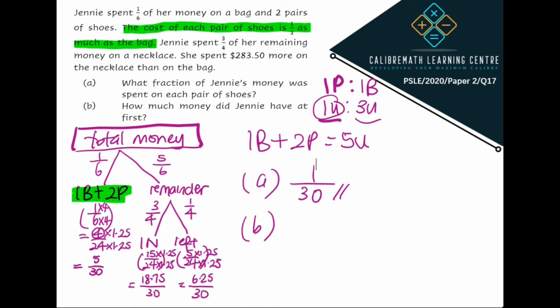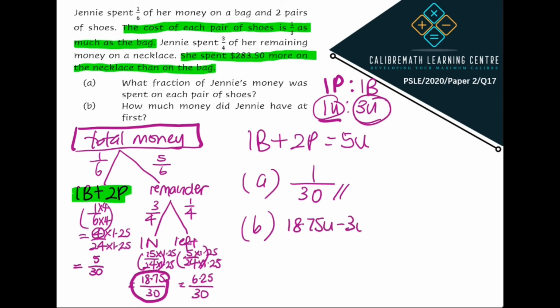Now we know that she spent $283.50 more on the necklace than on the bag. So we'll need to compare the necklace and the bag. The necklace is over here, which is 18.75 units, and the bag is 3 units. So after comparing them, you will get the difference to be 15.75 units.